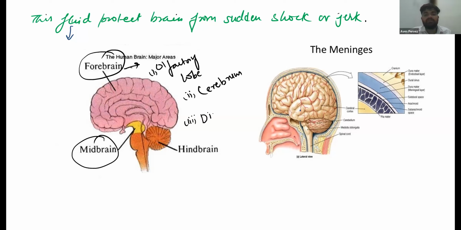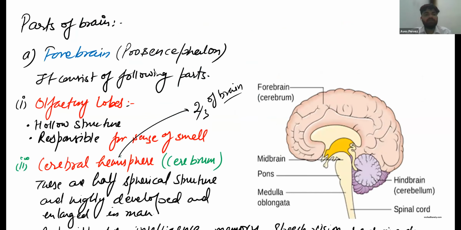Third part is called diencephalon. So let us study one by one. Let's study the parts of the brain. The first part we are discussing is the forebrain. The scientific biological name of forebrain is prosencephalon. It consists of the following parts.